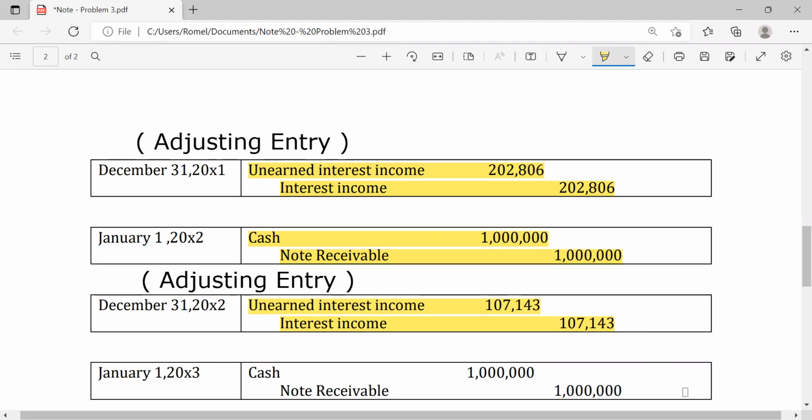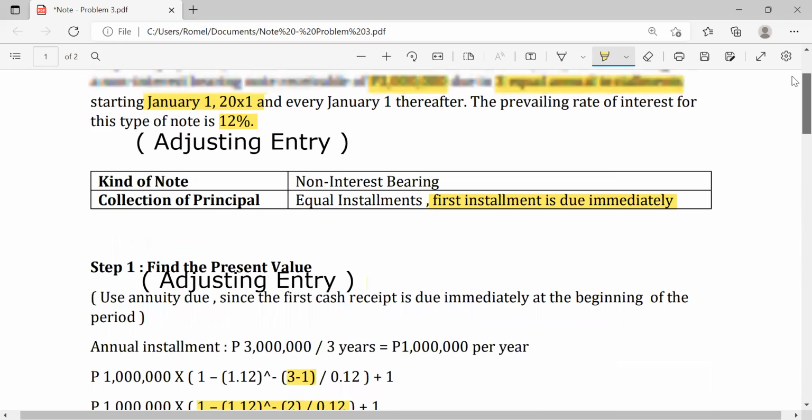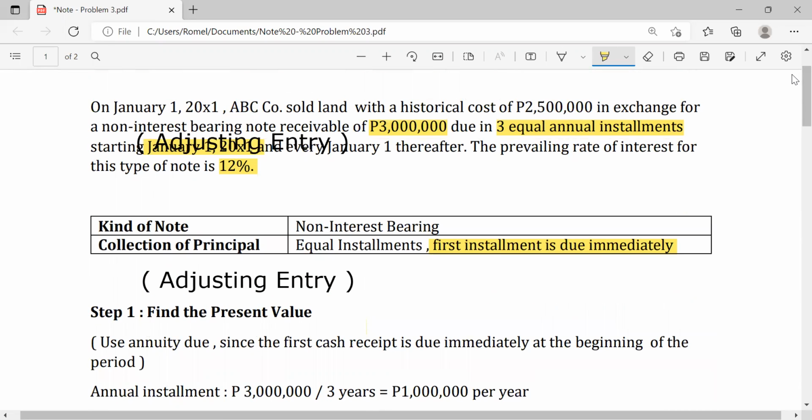And then finally, on January 1, 20X3, matatanggap na natin ang last installment collection. So, by January 1, 20X3, matatanggap na natin ang last installment. So, because of that, we will journalize on January 1, 20X3, debit cash, 1 million pesos, credit note receivable, 1 million pesos. So, these are the journal entries for non-interest bearing note, equal installment collections. First installment is due immediately.